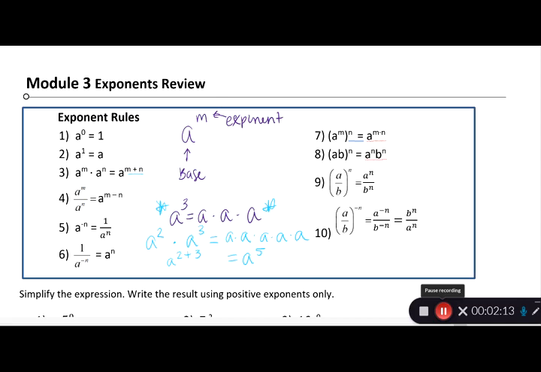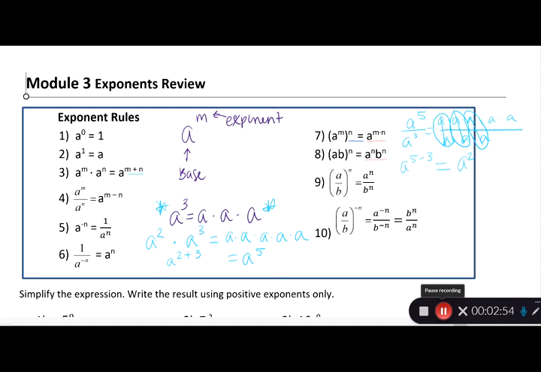Now you're not going to want to do this on every single one, but if you're confused and you're not sure what you're supposed to do, you can very easily and quickly figure out what the rule is. The same thing applies for division. If you had a to the 5th over a cubed, a to the 5th is a times a times a times a times a, divided by a times a times a. Well, anything over itself equals 1. So 1, 2, 3 cancel. I'm left with a squared, or a to the 5 minus 3, which gives me a squared.